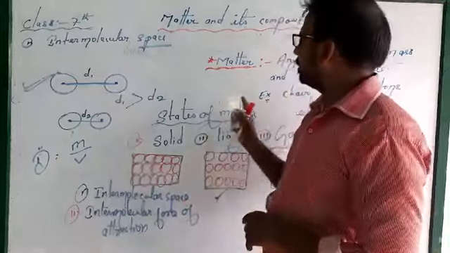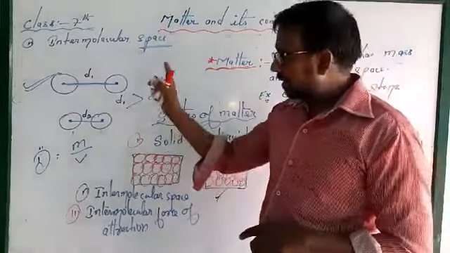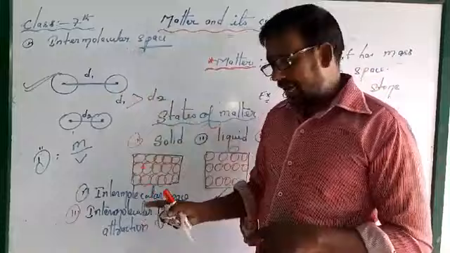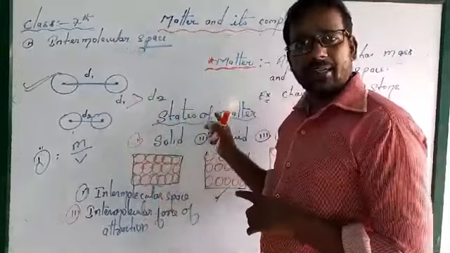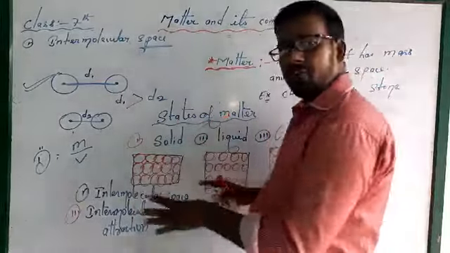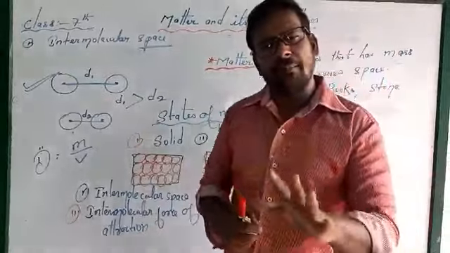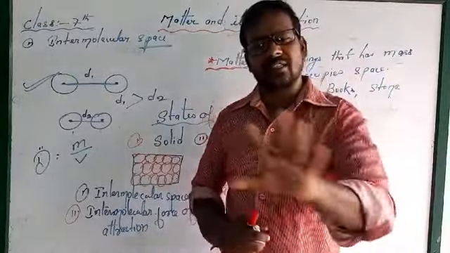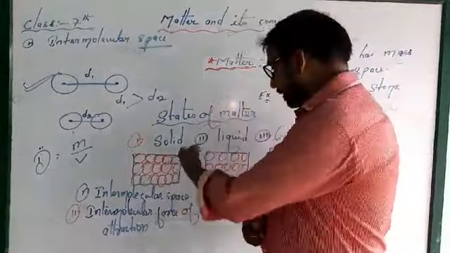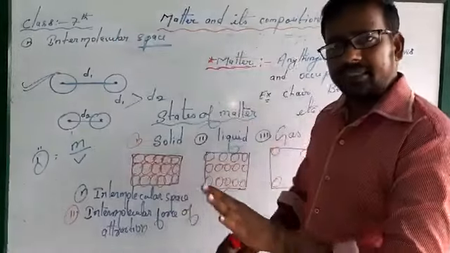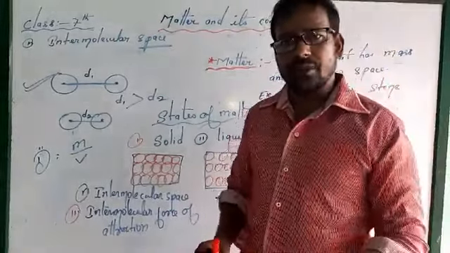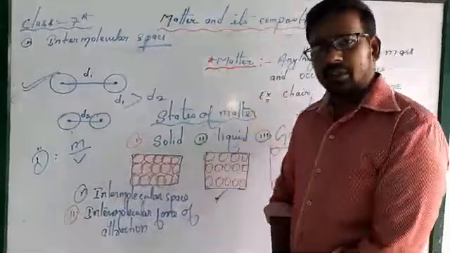Today we have done what is matter, classification of matter, states of matter and characteristics of matter. You can write 5 or 6 characteristics of these 3 states of matter. That is enough. So my dear students, try to write it down in your copy.